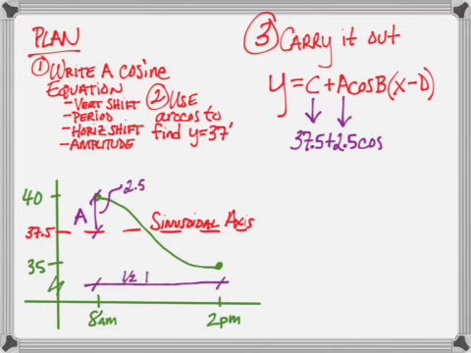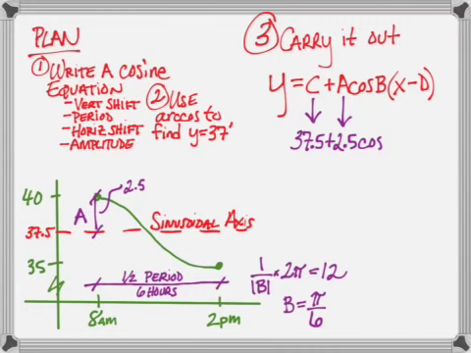I forget what I got next. Oh, I figured out the period. I'm looking at B. So this is half a period. Right? Eventually I'm going to be back up here. That's a full cycle. So if half a period is 6 hours, how long is a full period? 12 hours. When I did this the first time, I just used 6. So be very careful at that point. All right. So I figure out my B value. B is pi over 6. I plug that in.